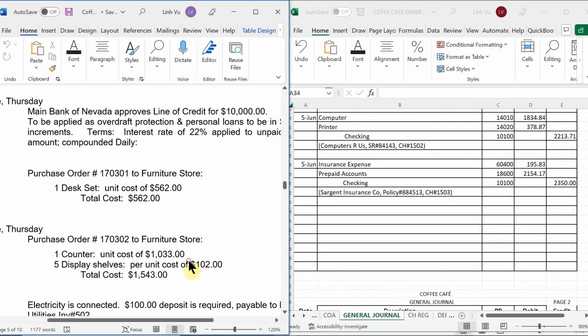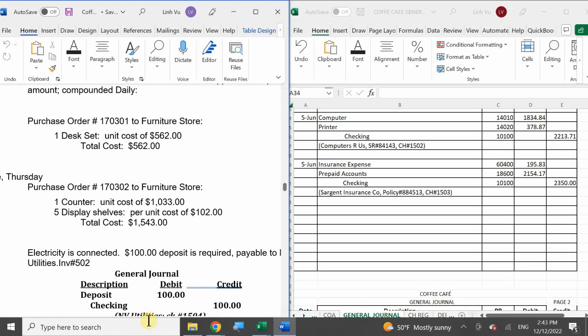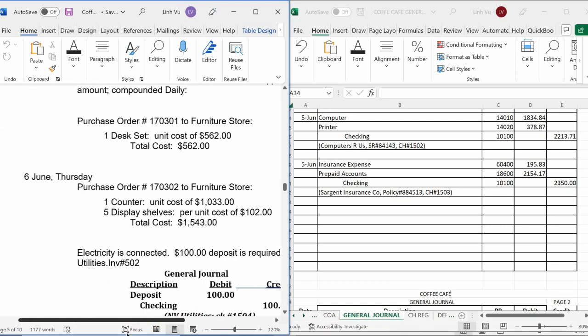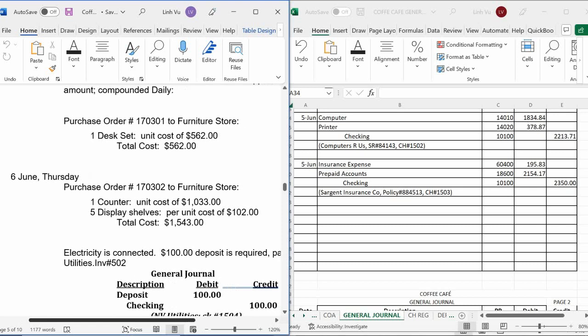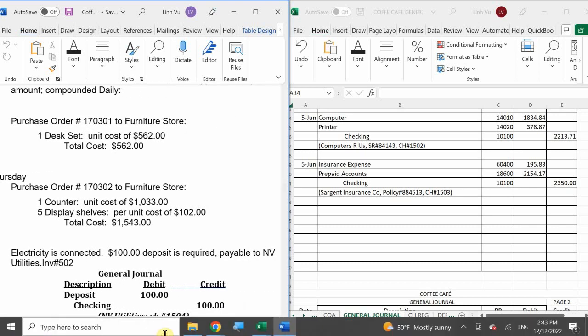Okay. So let's see what's next. Here it says you have an electricity is connected. Okay, $100 deposit is required, payable to NV Utilities. Okay, NV Utilities, invoice number 502. So your electricity is turned on. A requirement of a deposit, right, to keep the electricity on, okay?